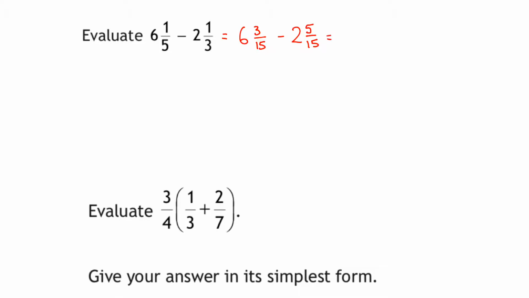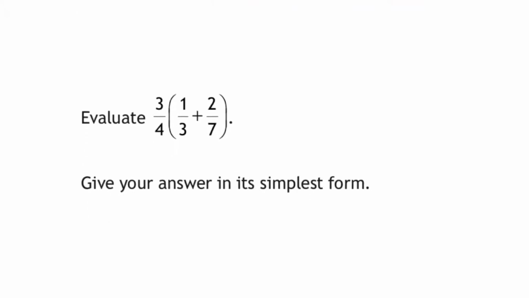And then we can go ahead. So we've got 6 take away 2 is 4. But 3 15ths take away 5 15ths is minus 2 15ths. And if you've got 4 whole ones and you take away 2 15ths, what you're left with is 3 whole ones and 13 15ths. You should always just check your answer at the end. Check that it won't simplify. And that's it done. Okay.